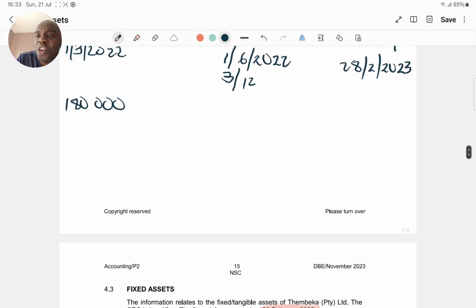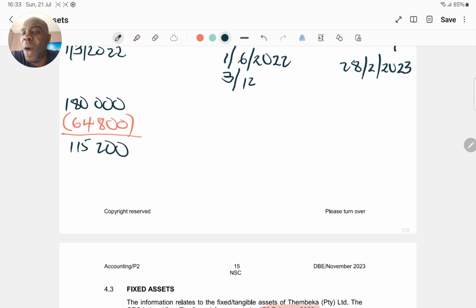That becomes our accumulated depreciation at the beginning of the year, 64,800. Since I'm calculating depreciation on the book value, I need to calculate my book value at the beginning of the year. Then I take my calculator: 180,000 minus 64,800. Then I get 115,200. So this becomes our book value of the asset at the beginning of the year.